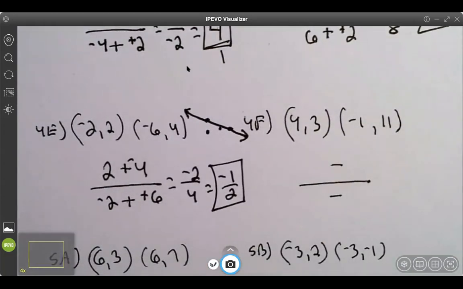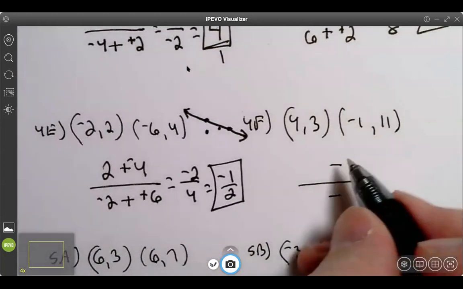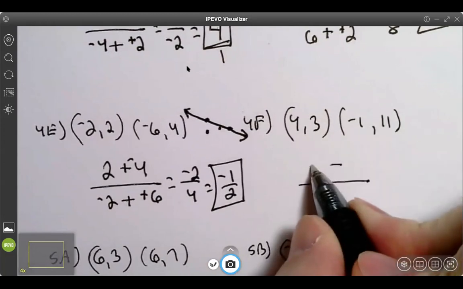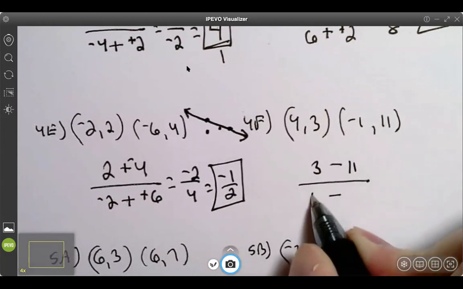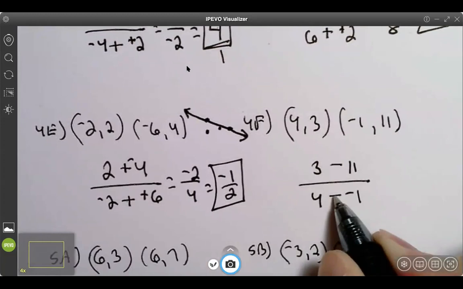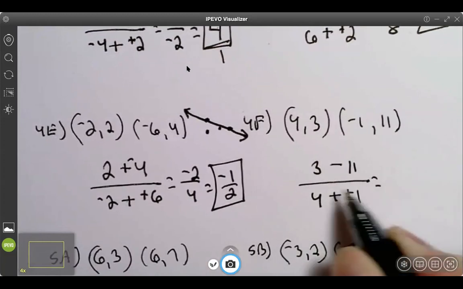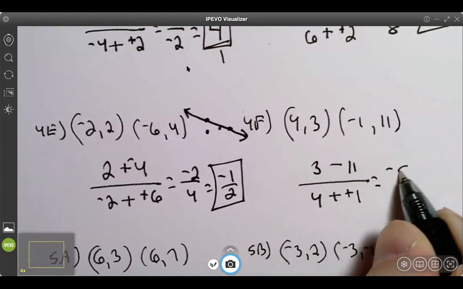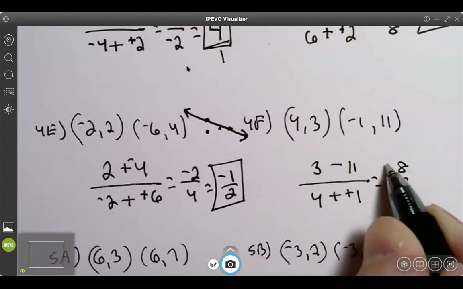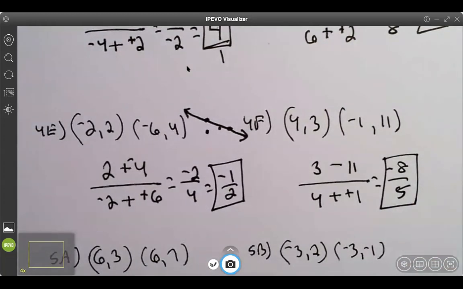Let's try 4f. And 4f, it doesn't matter, so I'll go left to right. 3 minus 11 on top, 4 minus -1 on bottom. Change minus negative to plus positive. 3 plus -11 is -8. 4 plus 1 is 5. -8/5 is your answer.